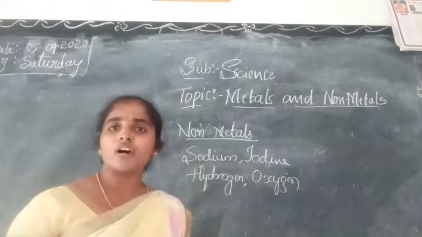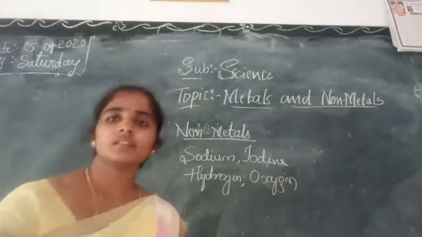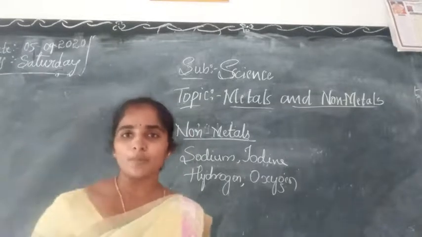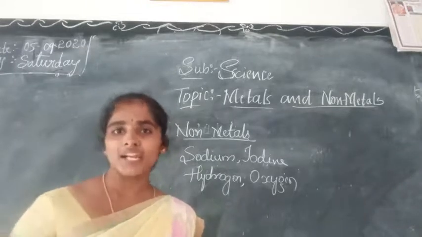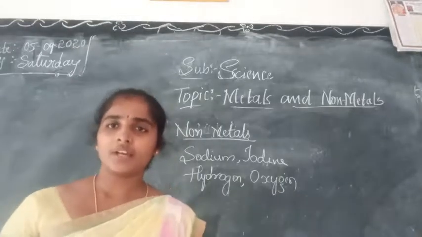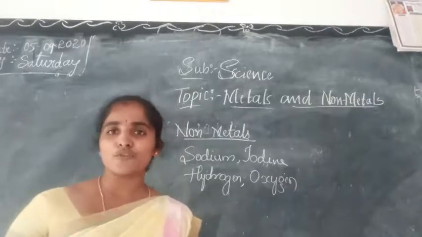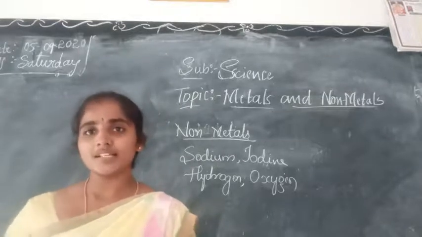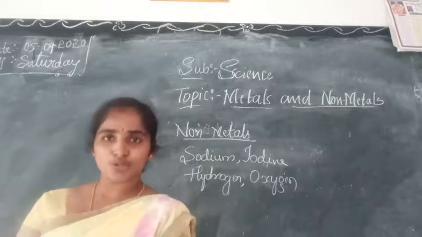Non-metals are either solid or gaseous, except bromine, which is a liquid. So non-metals have physical properties that are similar to those of metals.